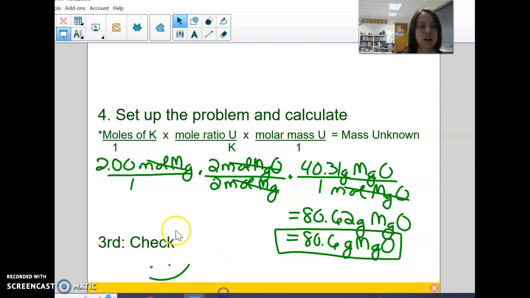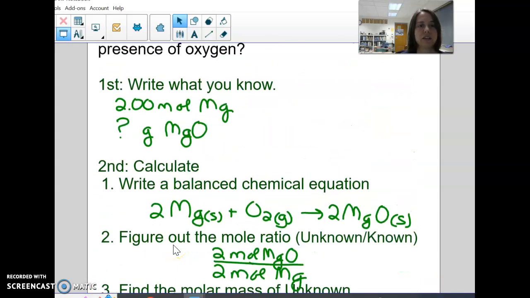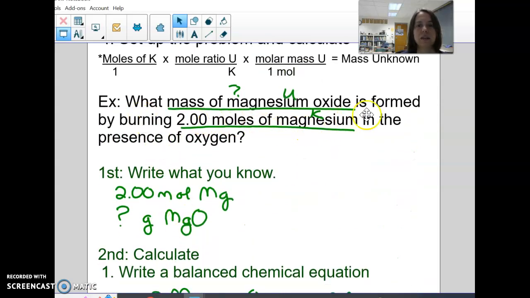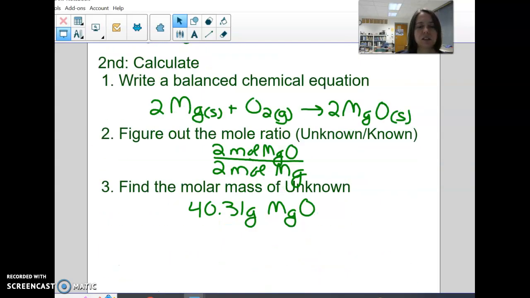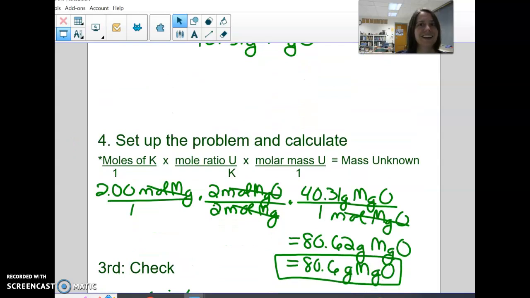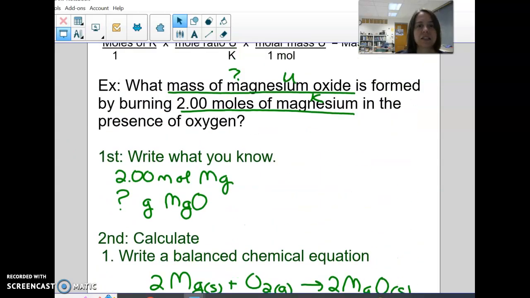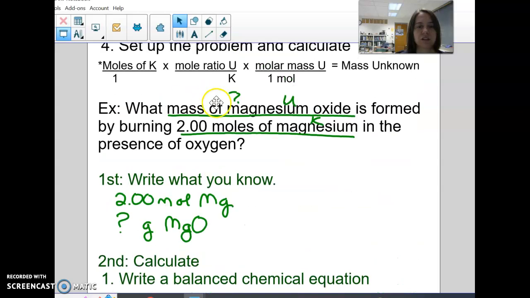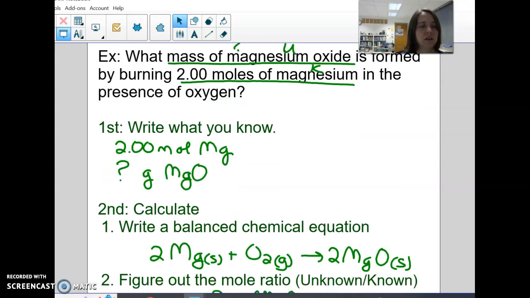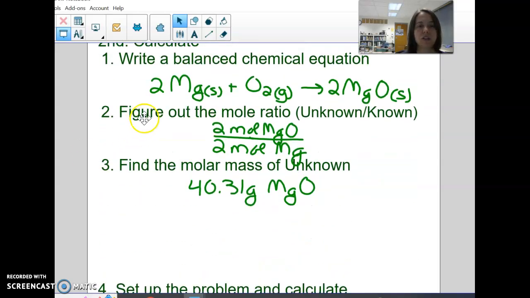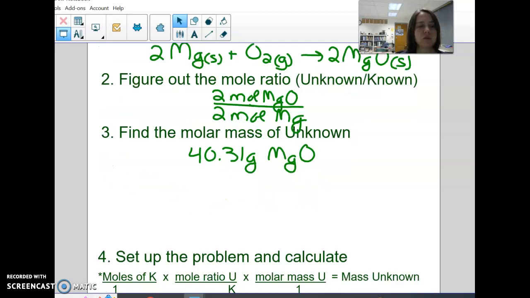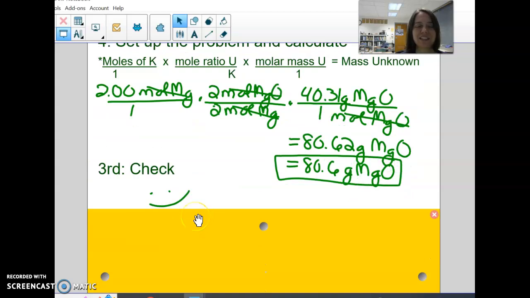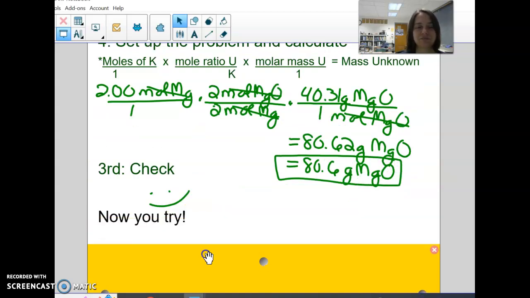We're going to do a check. Hopefully we earn that smiley face. What mass of magnesium oxide is formed? Did we answer what mass of magnesium oxide? Yes, we did. Now let's see, is it a reasonable answer? I started out with 2 moles of magnesium. Looking at my balanced chemical equation, 2 moles of magnesium will produce 2 moles of magnesium oxide, and each mole is about 40 grams, so 2 moles would be about 80 grams. Yes, we did earn that smiley face.